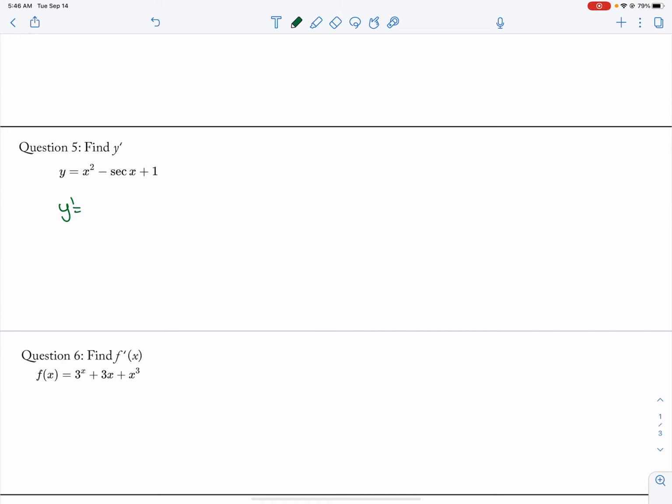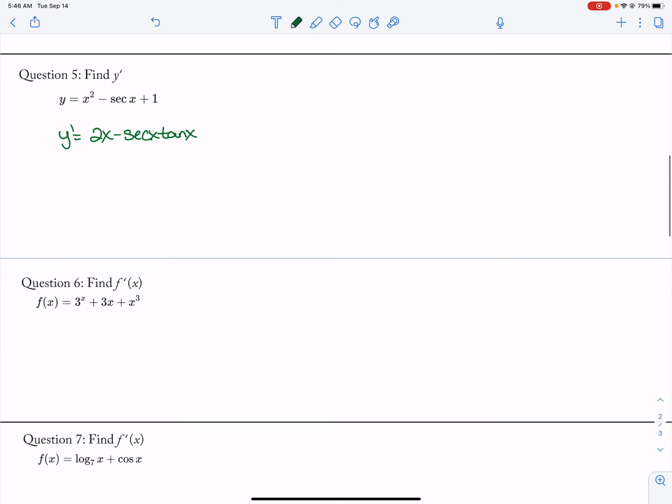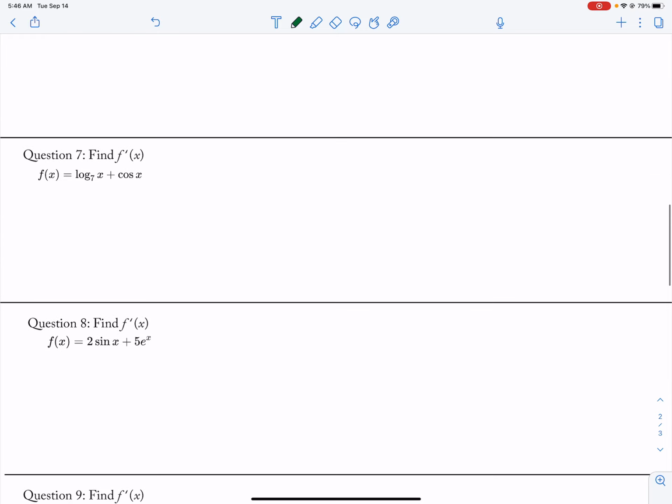Here, y prime, bring down the 2, subtract by 1, and then the derivative of secant x is secant x tangent x. Question 7, f prime of x. So again, this is 1 over x ln of 7 minus the derivative of cosine, which is negative sine.